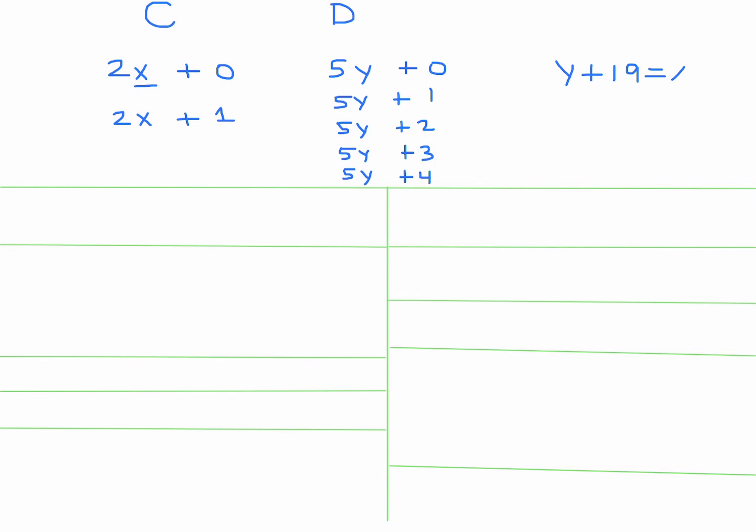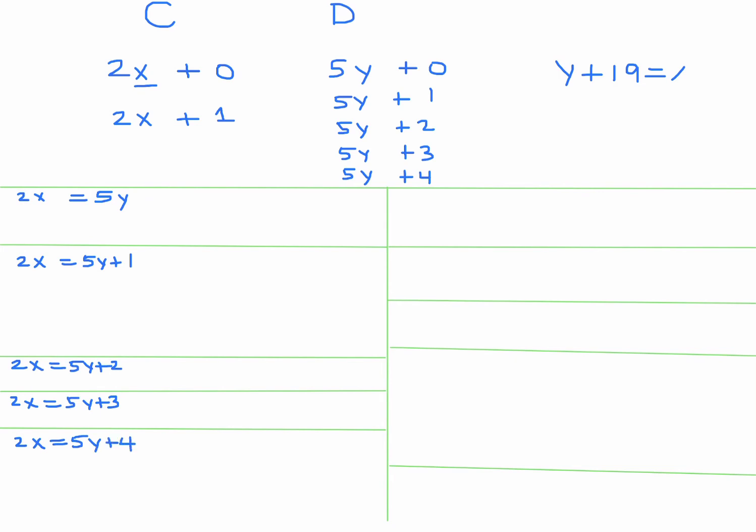So our scenarios are as follows. The first one is if you have 2x for Cozy the cat, and then we have 5y for the dog. The other one is 2x and 5y plus 1. And then, of course, 2x and 5y plus 2, 2x and 5y plus 3, and 2x and 5y plus 4.